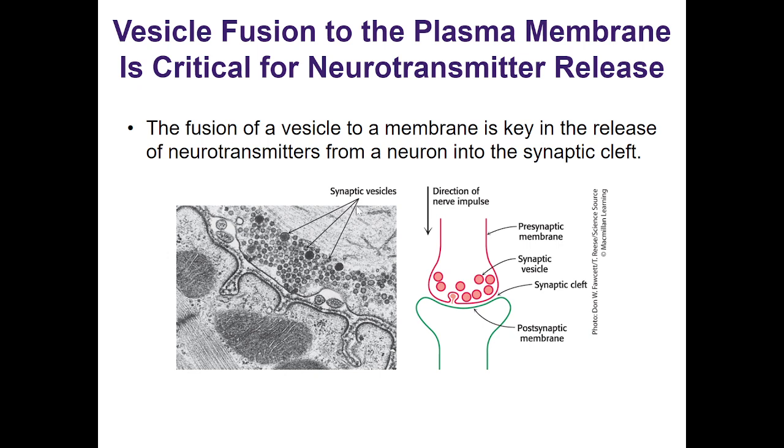And so right here we can actually see the vesicles moving up into the synaptic cleft where they're going to do their releases. Again, this is going to be your direction of your nerve impulse. And so here we have synaptic vesicles. This is the presynaptic membrane right here. And again, this is the synaptic cleft itself.